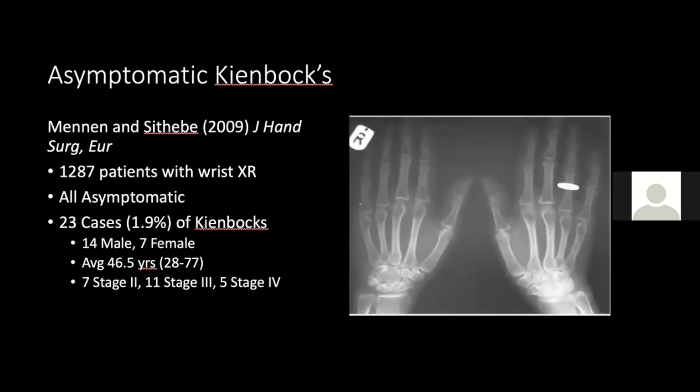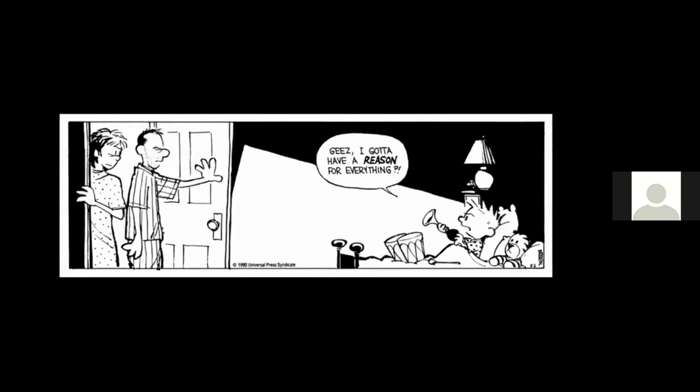In addition, it's also known that patients can be asymptomatic with respect to their Kienbock's. At least one study with approximately 1,300 patients who were all asymptomatic and received wrist radiographs found 23 cases of Kienbock's, some of these in the later stages. So again, it's unclear the correlation of radiographs and Kienbock stage to symptoms. So if that's the case, why are we banging drums and honking horns about Kienbock's disease, and how should we address it as surgeons?